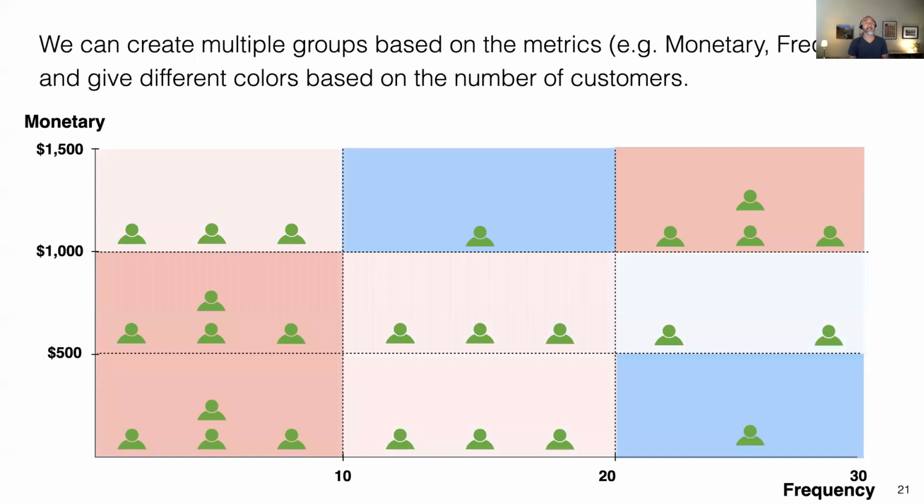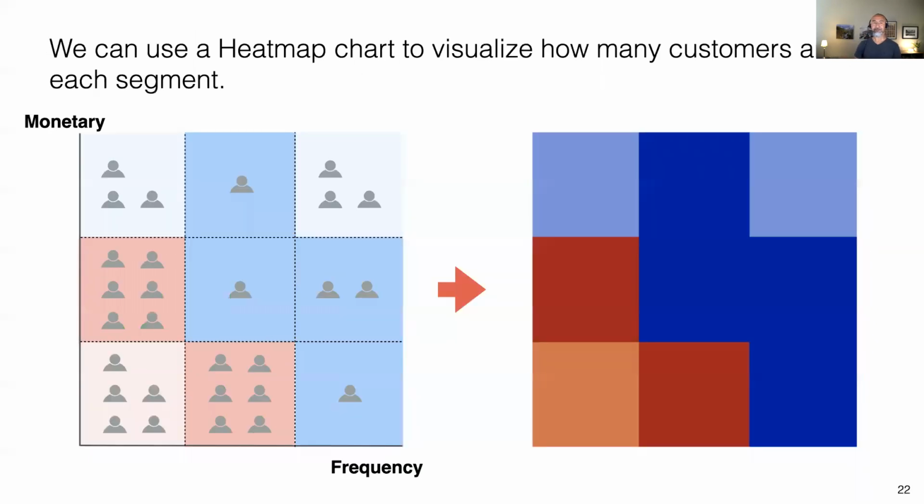Okay, and then not only can we create segments, but based on the number of customers in each section, we give a different color to visualize which section has more customers. Then we can see some trends or patterns. Typically, we use a heat map. It doesn't have to be a heat map. We can use a scatter plot, or bubble chart, or other charts as well.